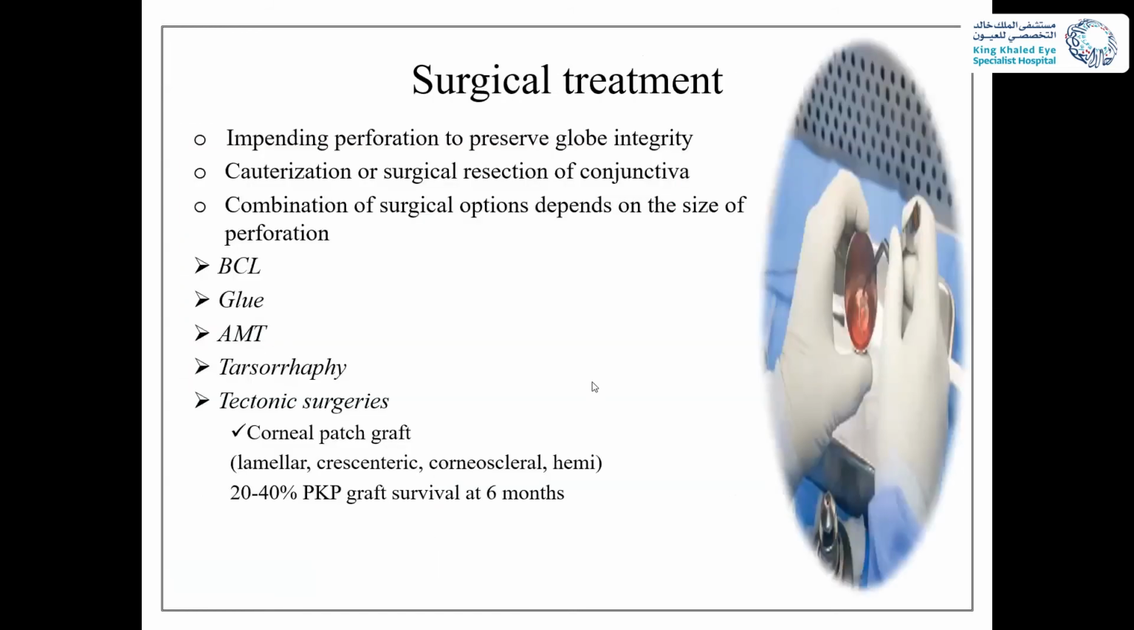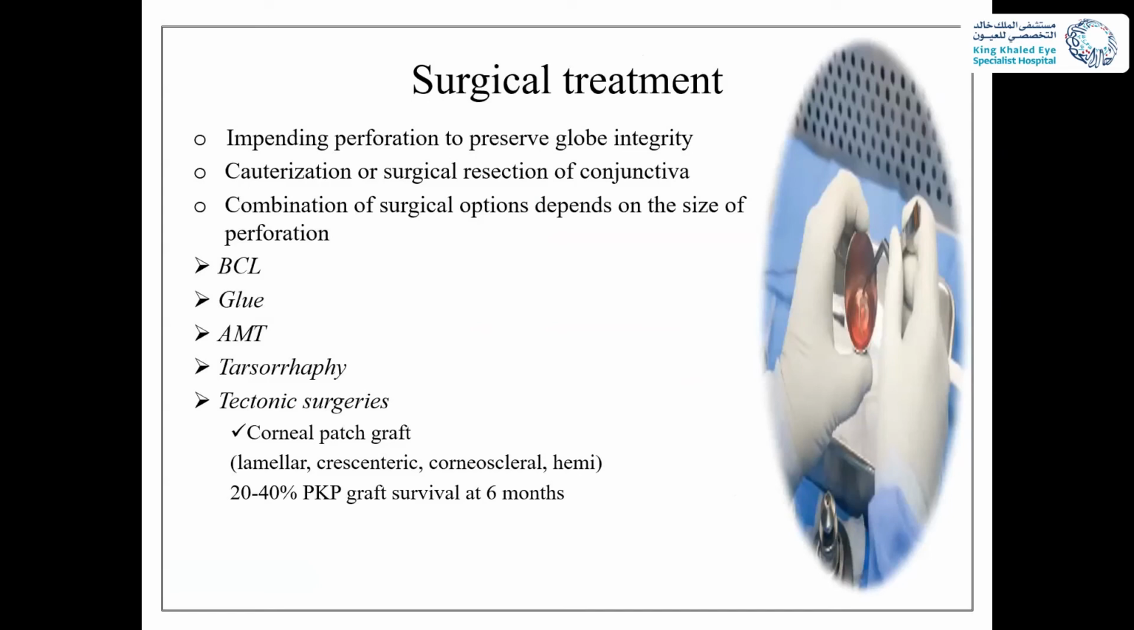Now, surgical treatment of PUK is reserved for those patients with impending perforation to preserve the globe integrity and not to restore vision. A cauterization or surgical resection of conjunctiva has been tried.